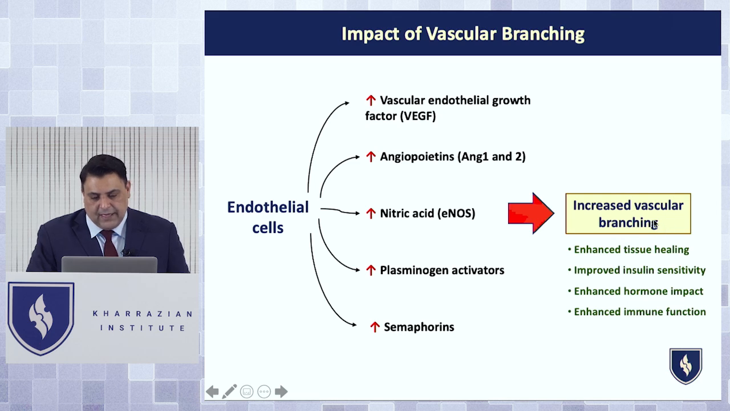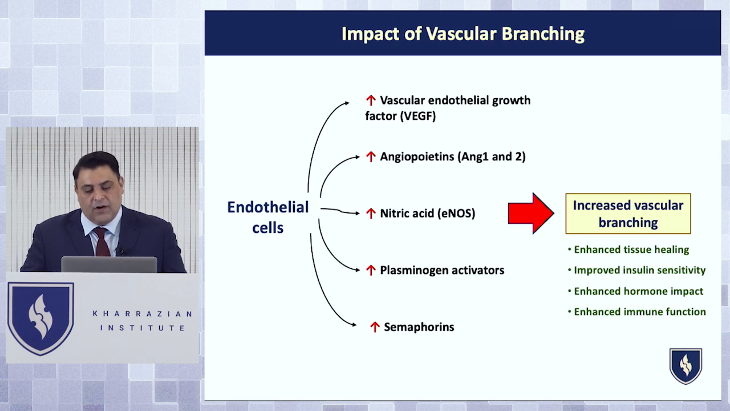The vascular branching enhances tissue healing, improves insulin sensitivity, enhances hormone impact, and enhances immune function. So in order to get your hormones, your blood flow, your glucose, your fuel and energy, and your immune cells to your tissues, you have to have this constant endothelial function happening all the time. So when someone is saying, hey, my nail beds are white now, my toenails have this fungal overgrowth, my feet are cold all the time, my blood pressure is starting to go up, what they're basically saying is their endothelial cells are dysfunctioning.